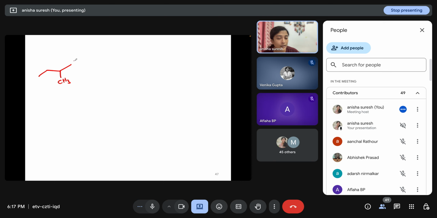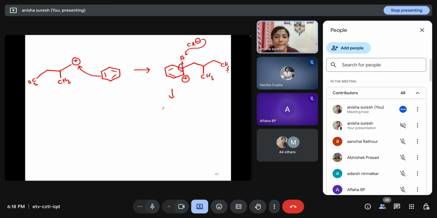CH3. This is the other carbocation. So the benzene can attack this carbocation, leading to CH2, CH3, CH3, and Cl minus will abstract the proton, and it will result in the formation of this minor product.